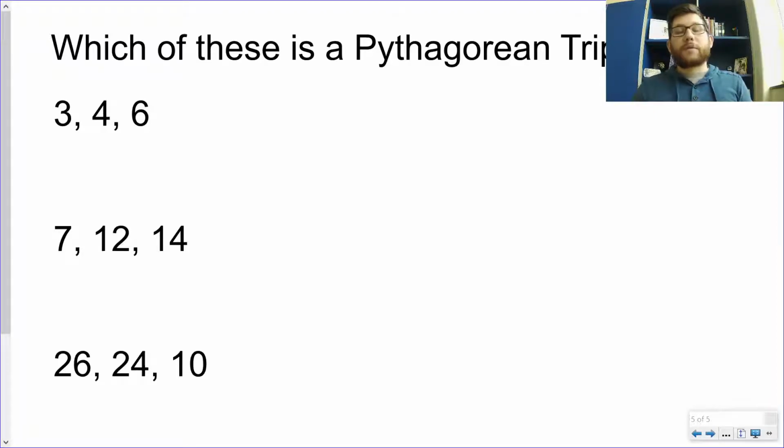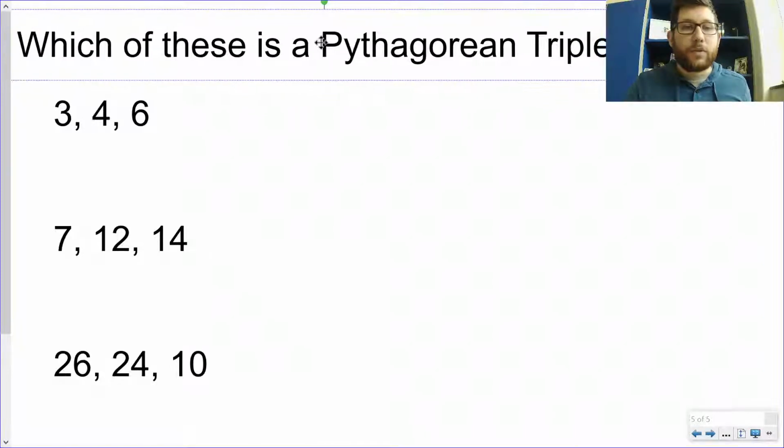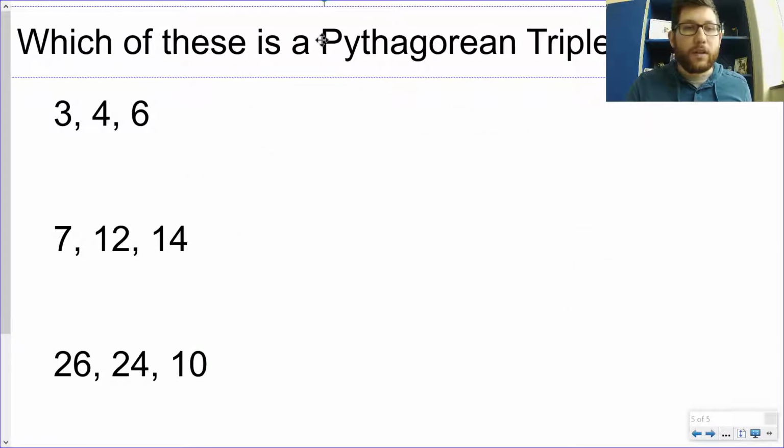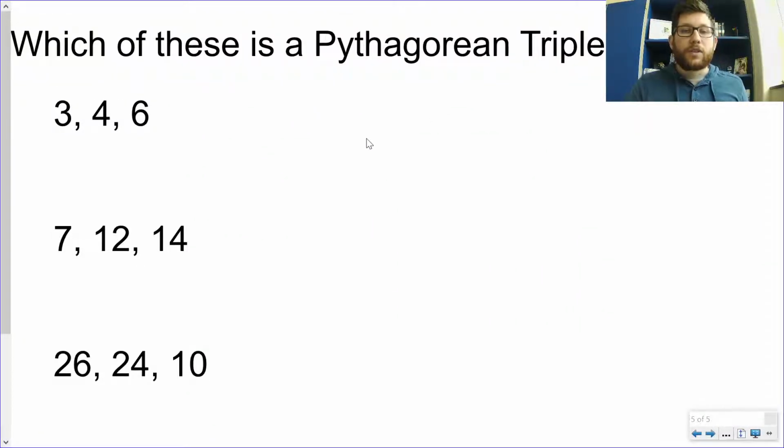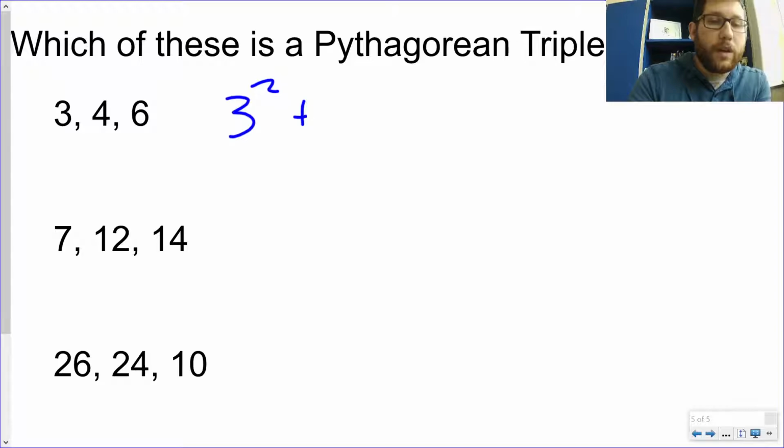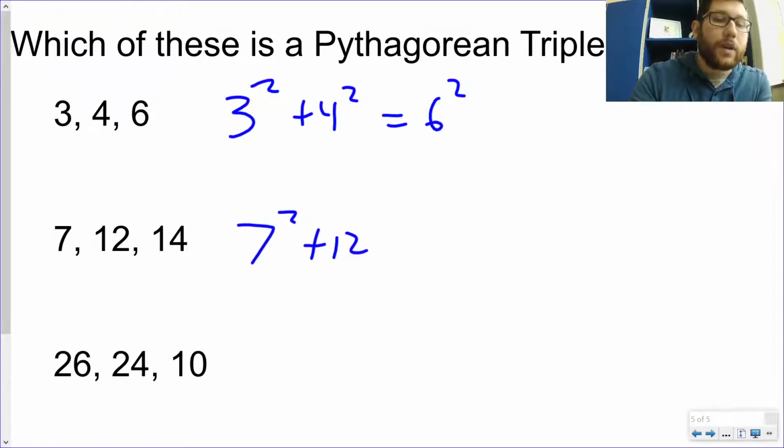Last thing, sometimes you'll see this. Which of these is a Pythagorean triple? Let's see if we can make sure you can see all of that. Okay, so which of these is a Pythagorean triple? And all you're going to do is just like we did before. We're going to do 3 squared plus 4 squared. We're going to see, is it equal to 6 squared? We're going to do 7 squared plus 12 squared. We're going to say, is that equal to 14 squared? And we're going to do the last one.